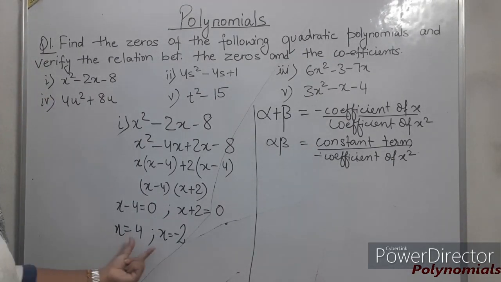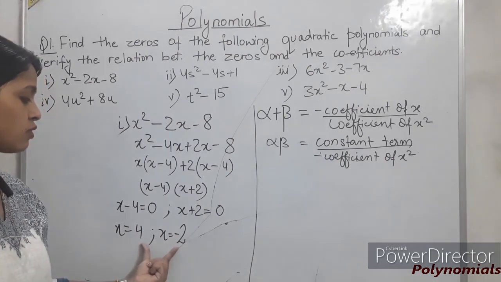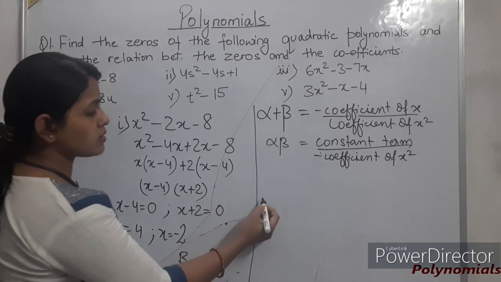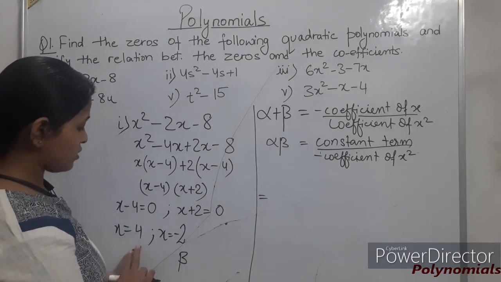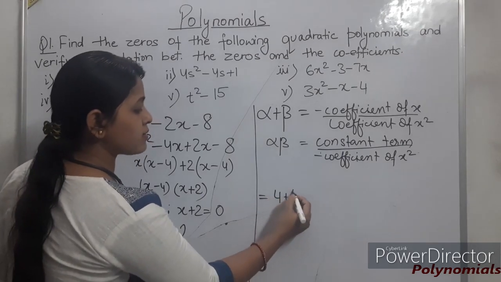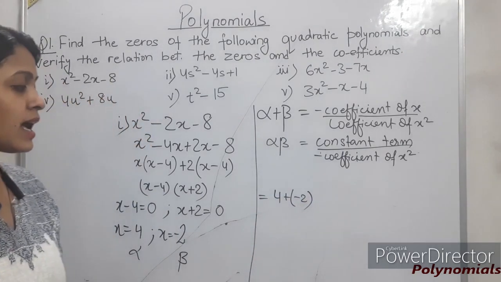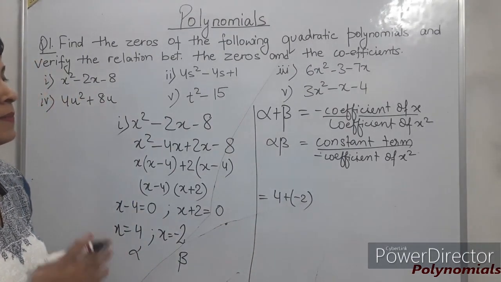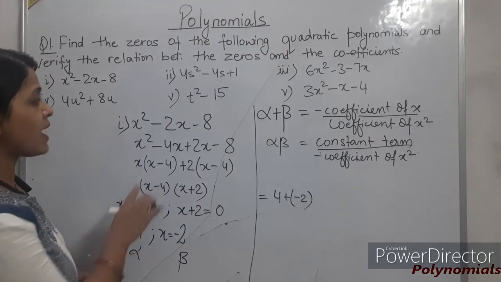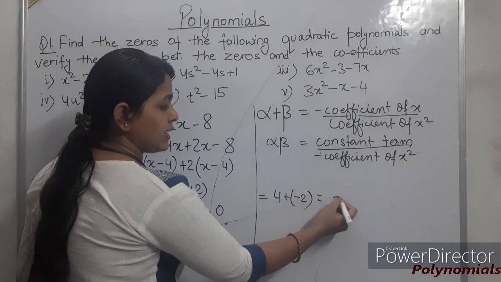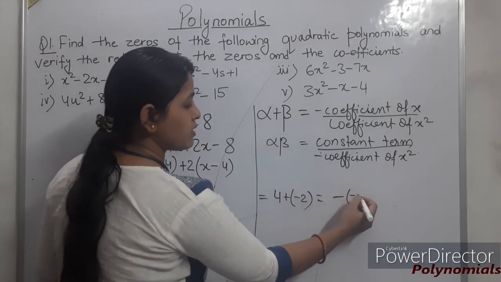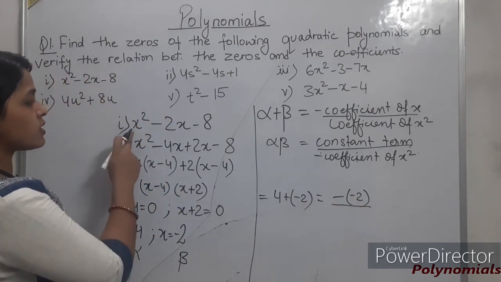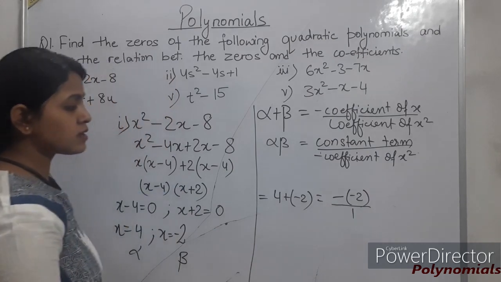Now we have to verify these zeros. These are the two zeros: we can say 4 as alpha and minus 2 as beta. Now let's do the verification process. Alpha plus beta, we can write it as 4 plus minus 2. Now 4 plus minus 2 should be equal to minus coefficient of x. The coefficient of x is minus 2, divided by the coefficient of x square. The coefficient of x square is 1. So let's see.